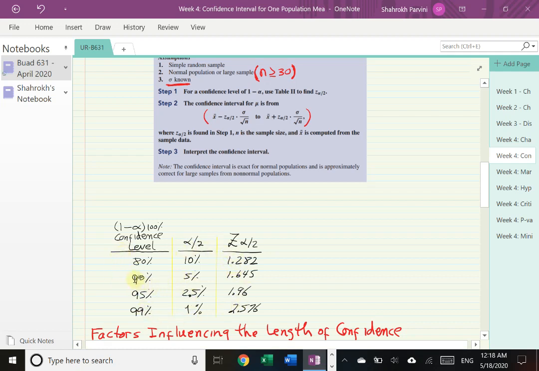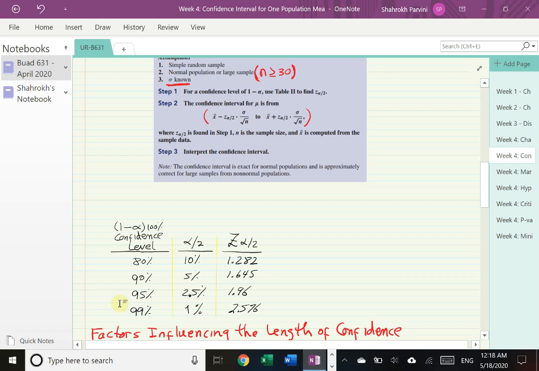So in other words, for the 90% confidence interval, the z-score is going to be 1.645 always. So these z-scores do not change based on these confidence levels. For the 99%, the uncertainty level alpha is 1%, and half of that is going to be 0.025.